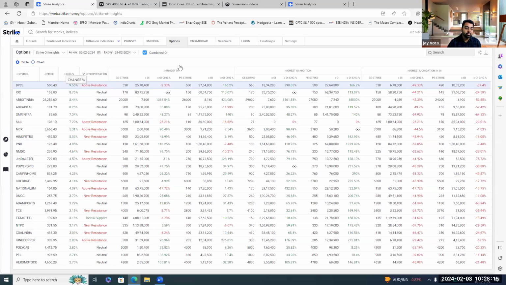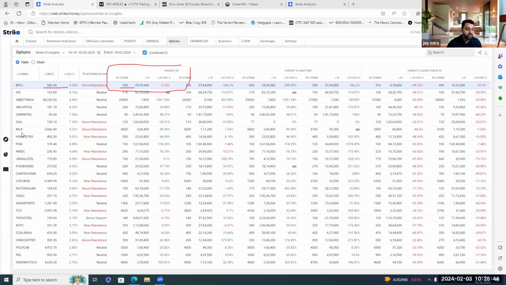But when the market is in a downtrend, mostly you will see the stocks which are near the support level or below the support level. Okay. So that is how you sort of interpret this screen. Now, your question will be, how do we make sense of this, right? That if it is 530 and the price is 560, then what do we do?